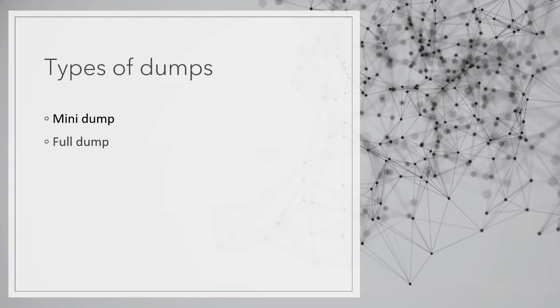Now, before you start taking memory dump, there is one last thing that I think you should know, which is types of exception. There are two types of exception in Windows world: first chance and the second chance. When you take a memory dump for some exception or a crash, you need to understand the difference between first chance and the second chance exception.